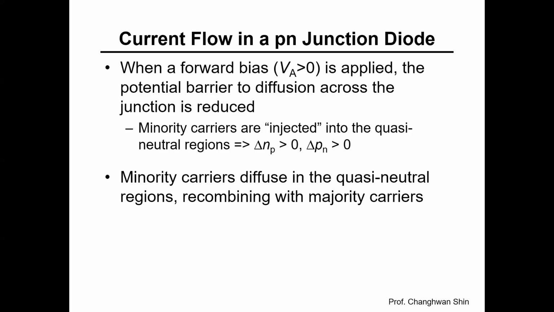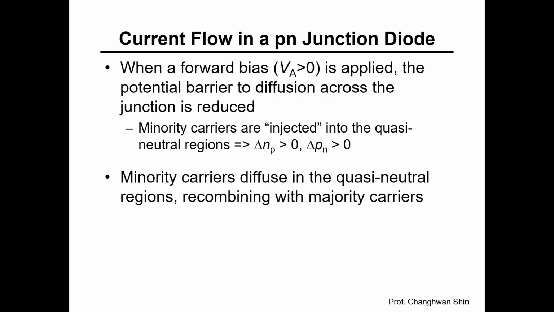In equilibrium, no applied voltage. This hill prevents most carriers from crossing between regions. When you apply forward bias, we are essentially lowering this hill, making it easier for carriers to cross. So this leads to what we call minority carrier injection.